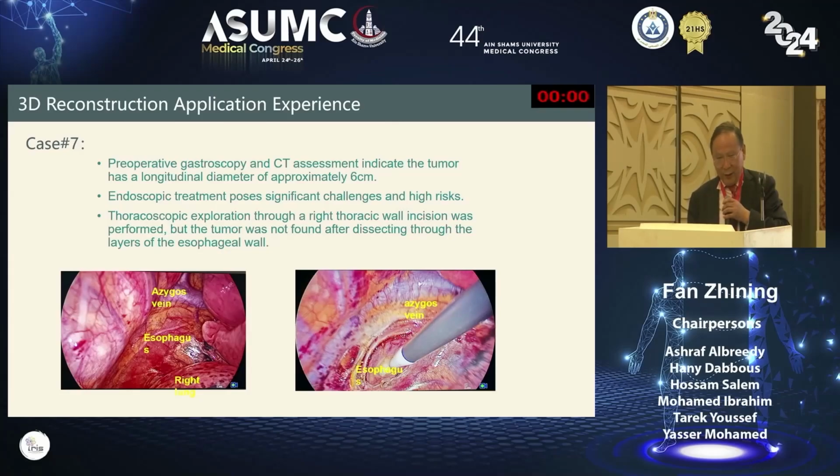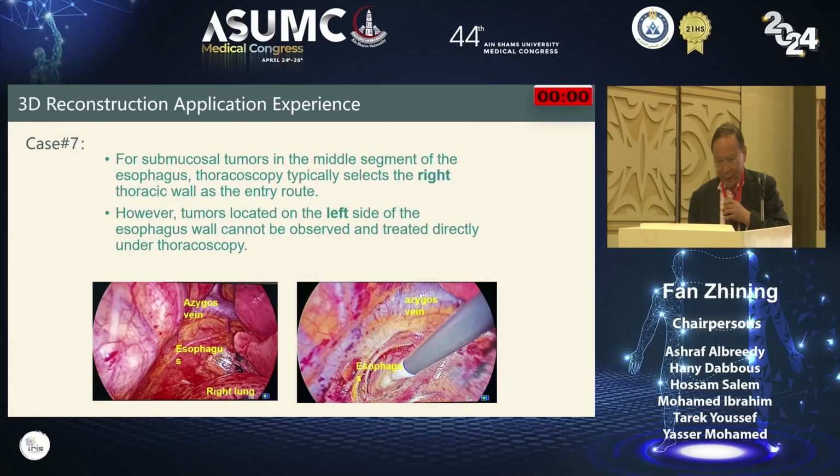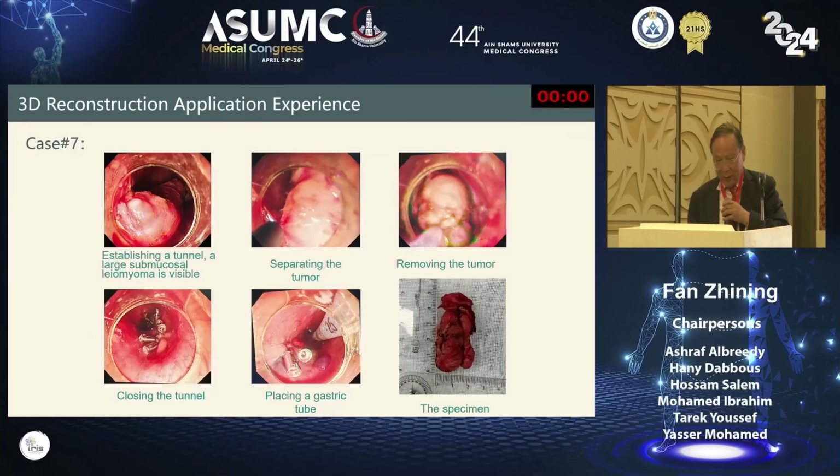The left tumor, the thoracoscopy couldn't find the tumor. This established tumor is the submucosal lymphoma, separated the tumor. Finally the specimen.